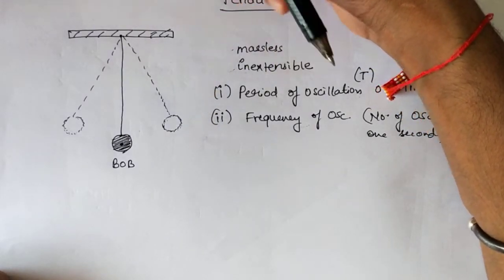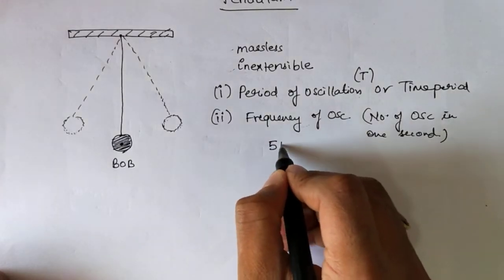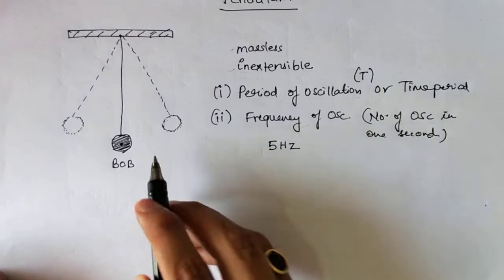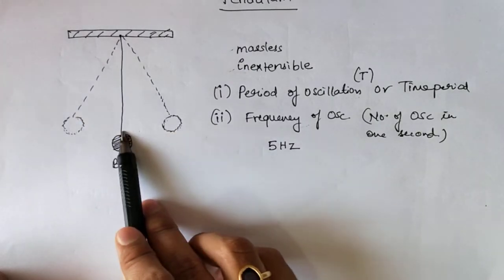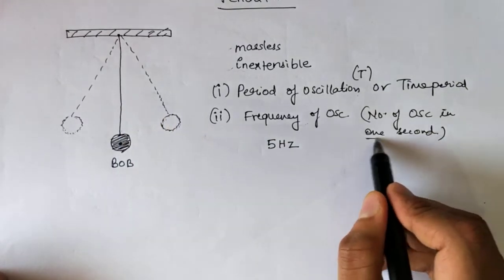I'm giving you an example. If it oscillates 5 times in 1 second, then I will say that the frequency of the bob is 5 hertz. Let's say if it oscillates 1 time in 1 second. Always in 1 second, we are going to compare it with 1 second.